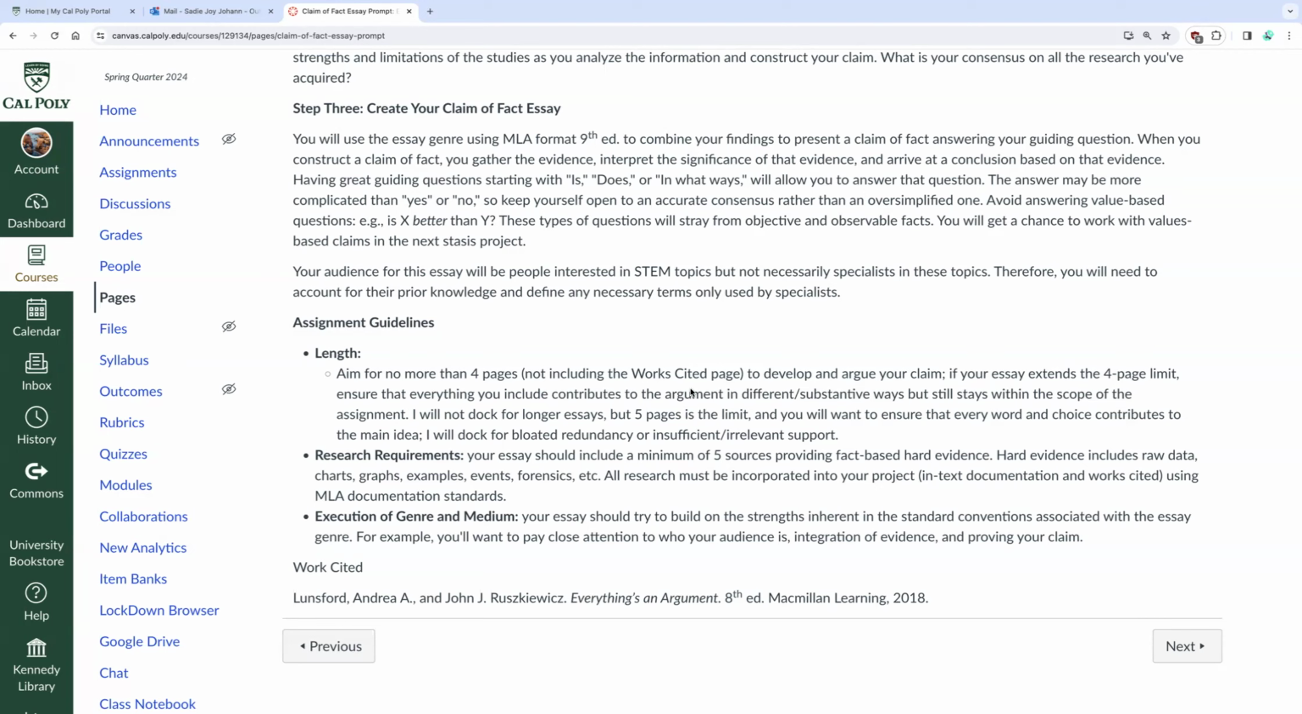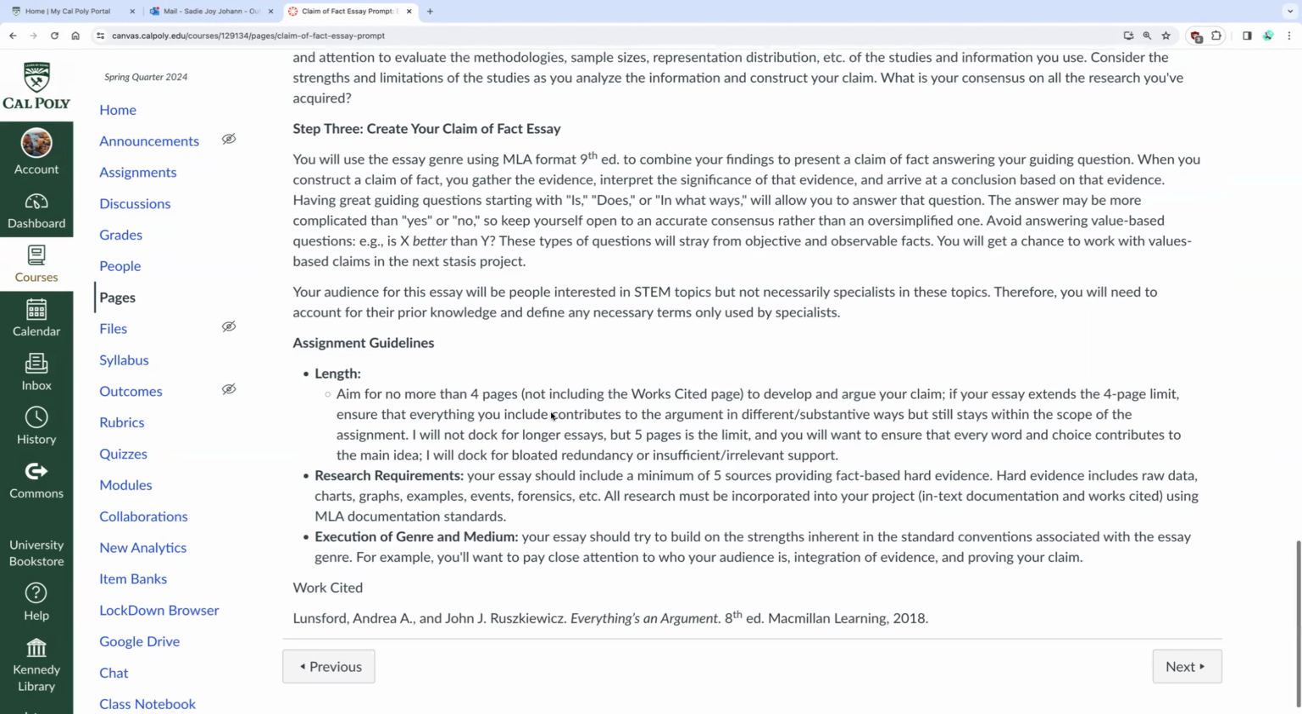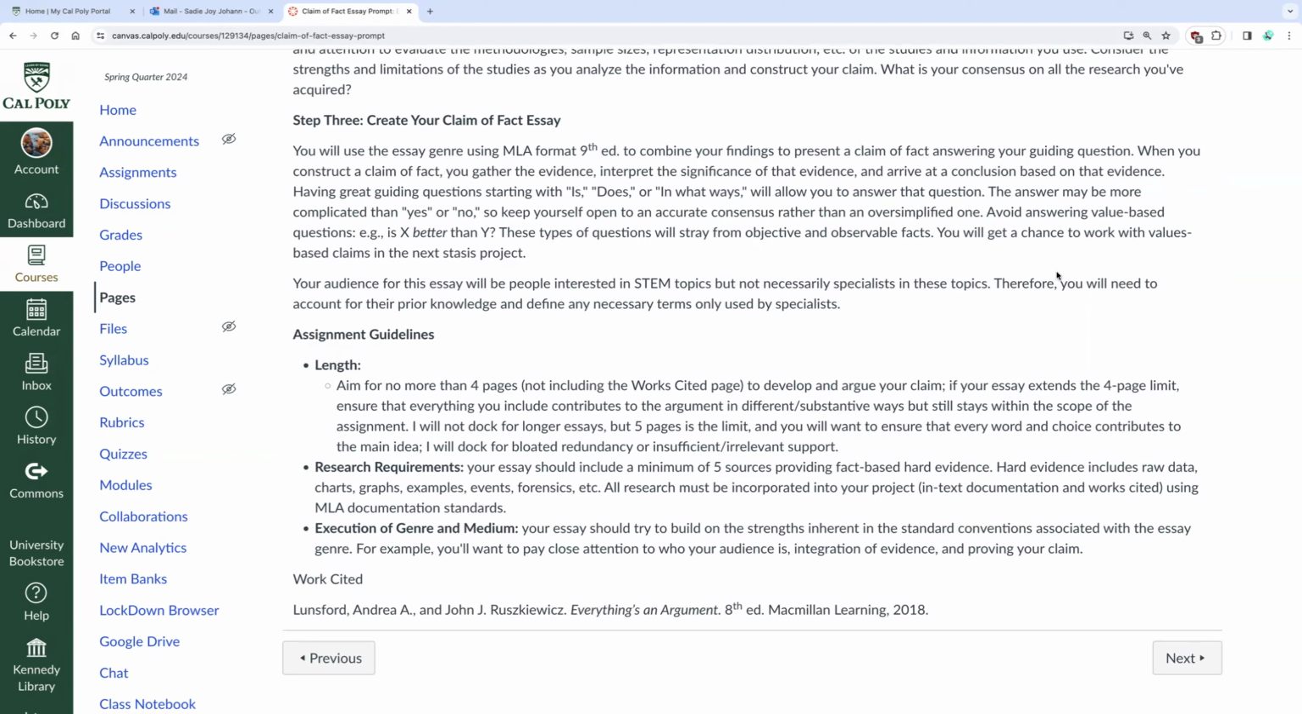A lot of people start way too big and it seems like it's not a big topic, and then you start trying to unpack it and it's huge. So reach out if you need help coming up with a question, but you will need to find 5 sources. That's the minimum. Fact-based hard evidence and raw data, charts, graphs, examples, events, forensics, all of it. And you obviously need to find sources that are timely as well, unless you need a historical source. But other than that, everything else you need is written in this prompt. And again, always reach out if you need more information from me.